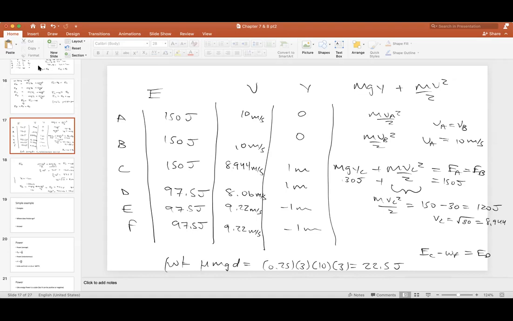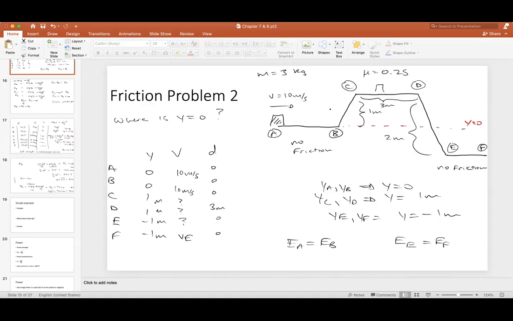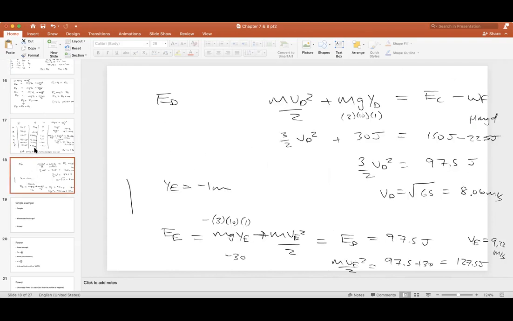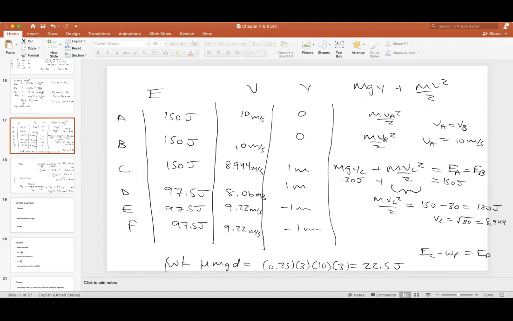Then it cuts through a region of friction. And when it passes through this region, it loses energy to friction. And we know how much it lost. We figured that right here at the bottom, that it loses 22.5 joules of energy to friction, just mu times mg times d. The work is the force, mu mg, times the distance that it traveled through, or that force was applied. Okay, so that's how far it traveled through the friction region. So as it moved from C to D, it lost 22.5 joules, right?